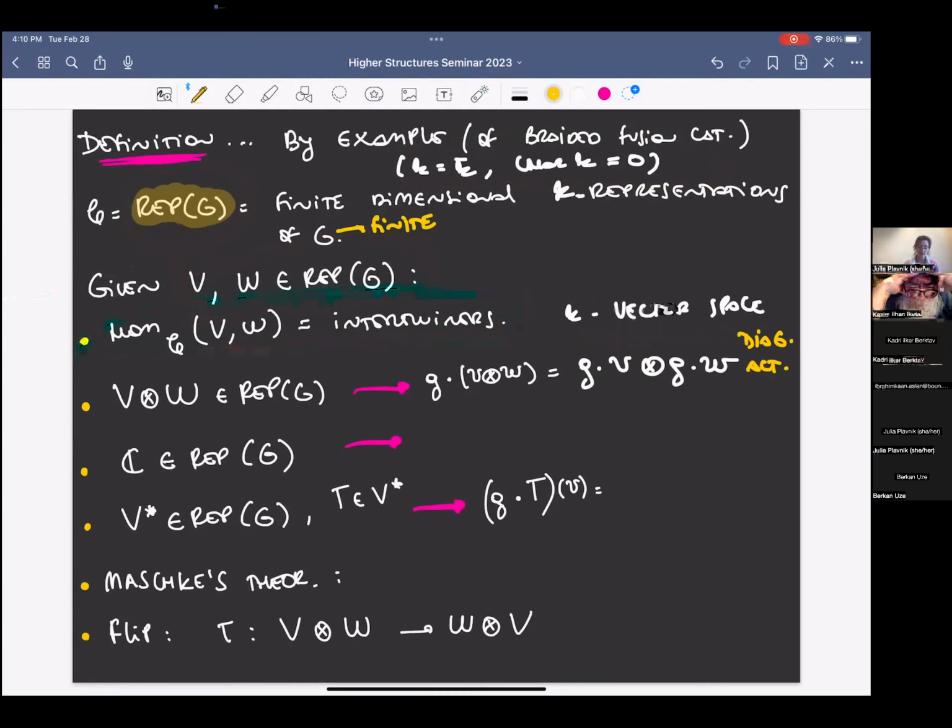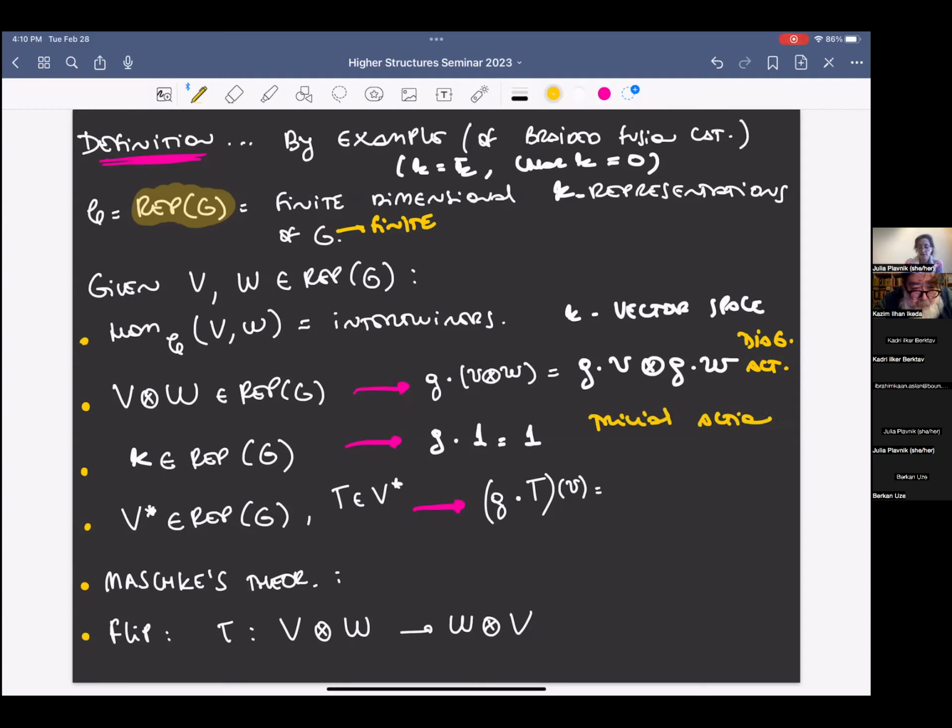The other nice thing here, let me change it so I have the field, is that the field is itself an object in our category. How? Via the trivial action. I will not do much here, just the trivial action of the group. So I have the trivial representation.